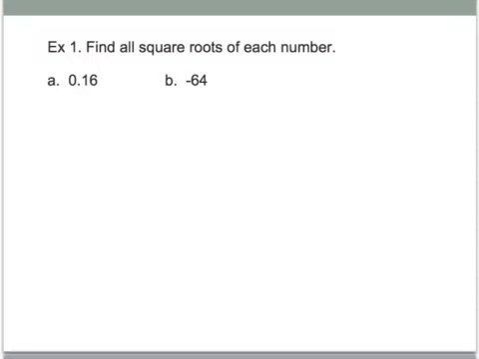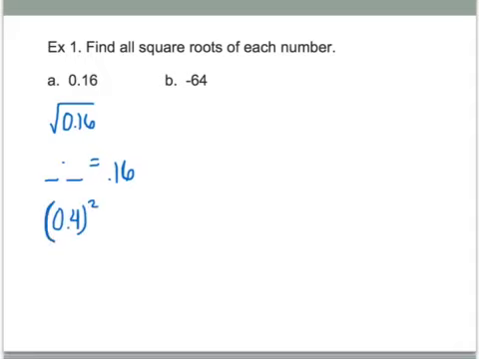Okay, example 1. Find all the square roots of each number. So looking at A, I want to know what is the square root of 16 hundredths? Or what number times itself 2 times will give me 16 hundredths? Well, if you think about it, you know it has something to do with 4, and I also need some decimal. So try 4 tenths. If I square 4 tenths, do I get 16 hundredths? Yes, I do. So my answer is going to be 4 tenths.